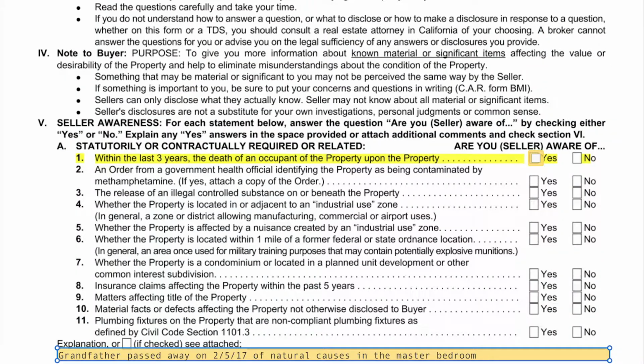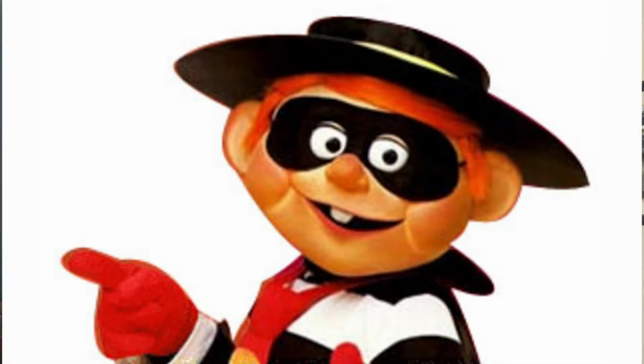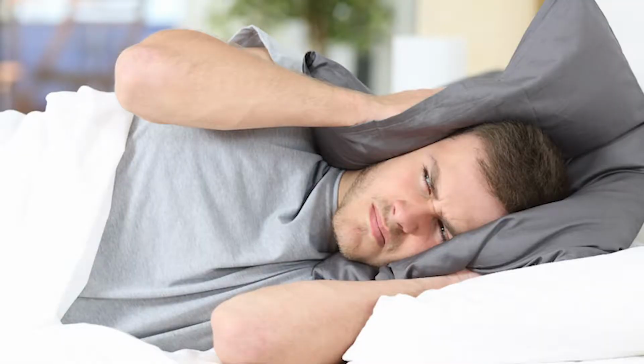The seller will also have to disclose if there has been a death in the home within the last 3 years, and describe how the death happened. Was it a murder, suicide, or natural causes? Also, if you know of any nearby criminal activity or other factors such as excessive neighborhood noise. These are all things that can affect the buyer's decision in order to move forward with the purchase.